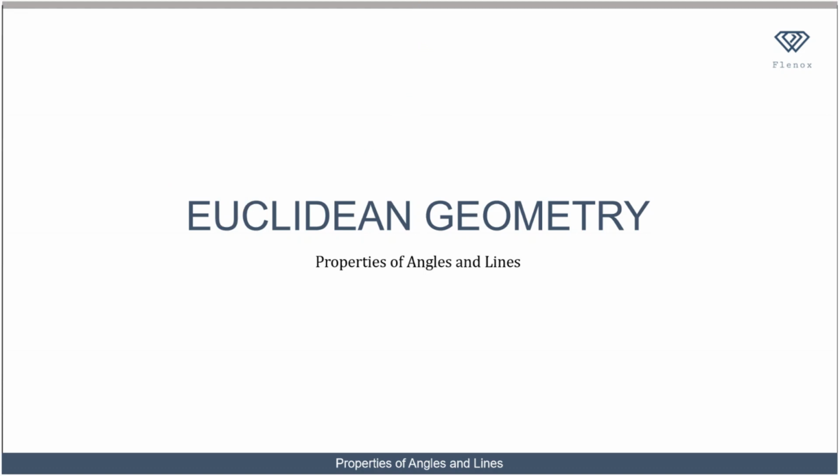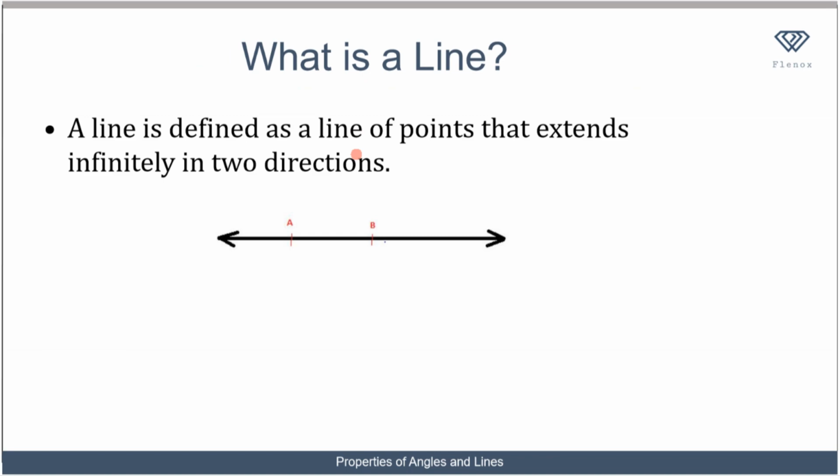Now let's look at the properties of angles and lines. So what's a line? A line is defined as a line of points that extend infinitely in two directions. So as you can see here, you have a straight line moving from this point to this point and they extend in each direction infinitely. So when I take a section of a line like I have here, section A to B, this section here is called a line segment.